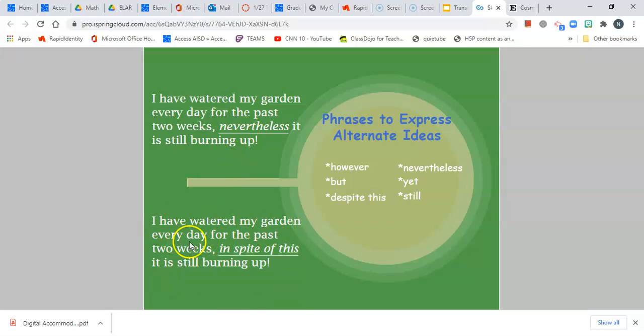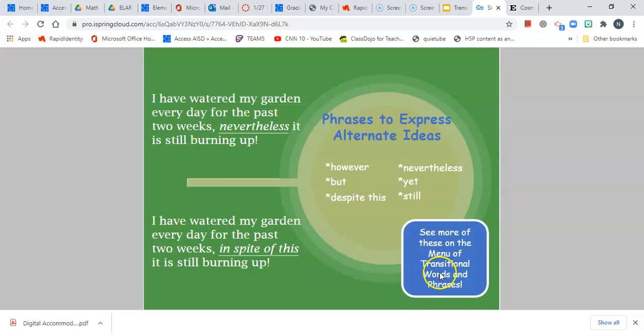I have watered my garden every day for the past 2 weeks, comma, in spite of this, it is still burning up. So this means the same thing, in spite of this. That means that even though I'm doing this, this is still happening. It's not fixing the problem. So these are two different transitional phrases or words that we can use to show that something opposite is happening to the beginning part of the sentence. You will see more of these in the menu of transitional words and phrases on your assignment.